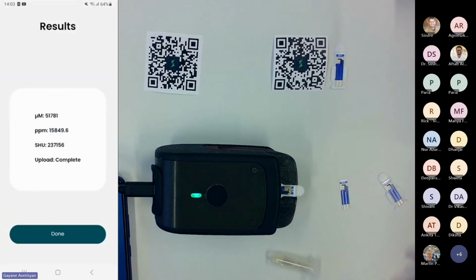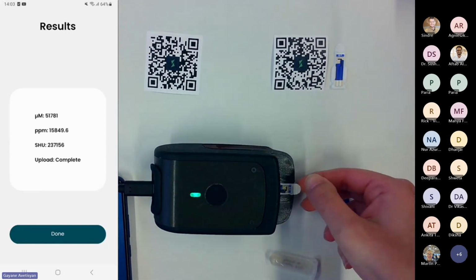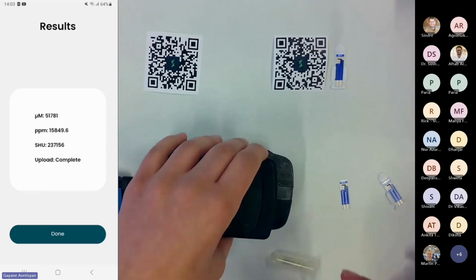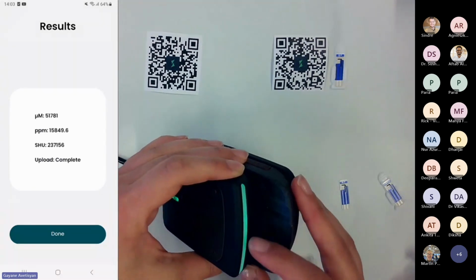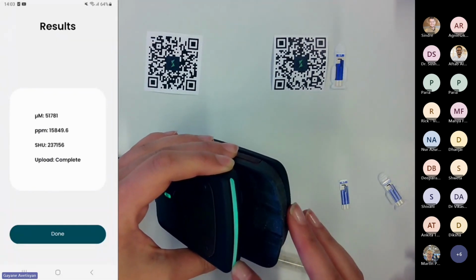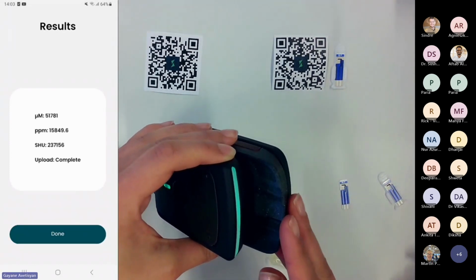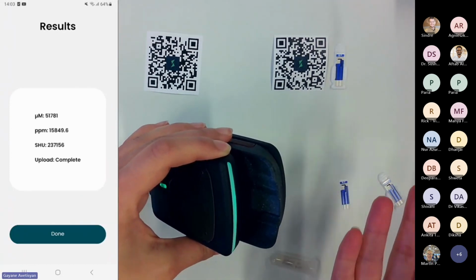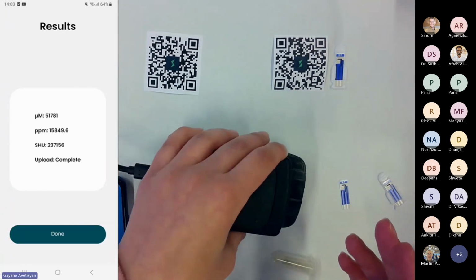We see that it came back with the molarity, ppm, and SHU values, which are Scoville heat units. We also see that upload was complete, meaning that we can find the data in Julie. I'll remove the cartridge, and I also show that the device LED bar turned green, meaning the measurement was successful, and we can see the data.